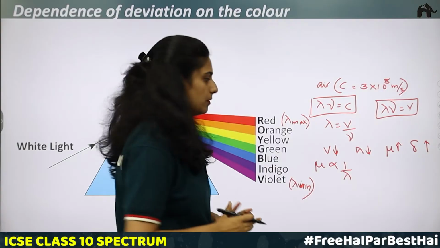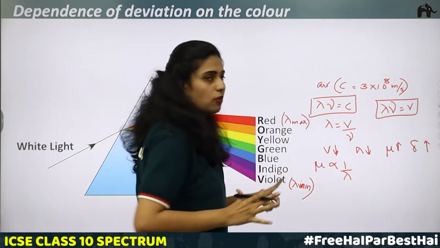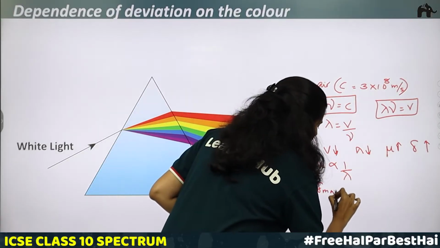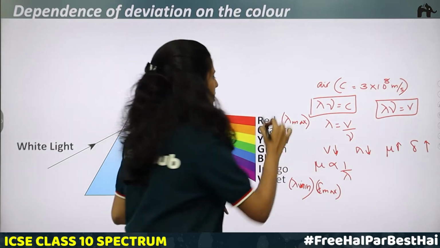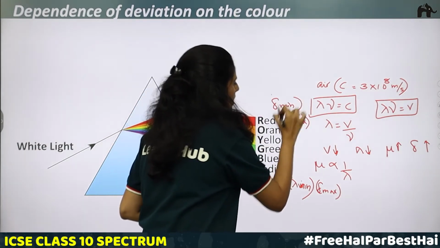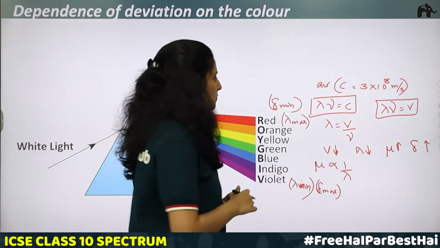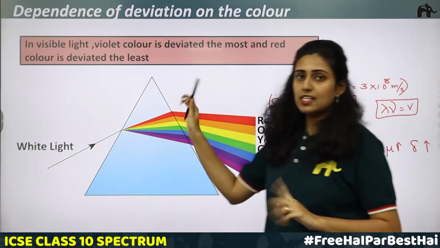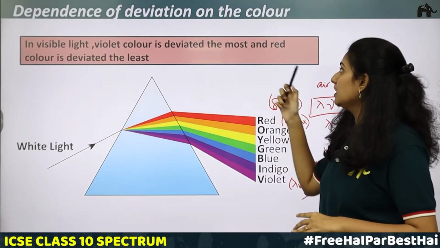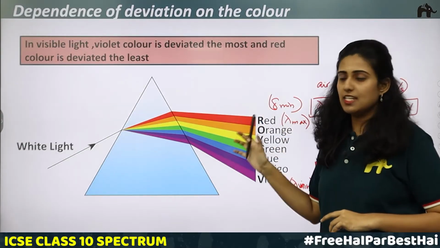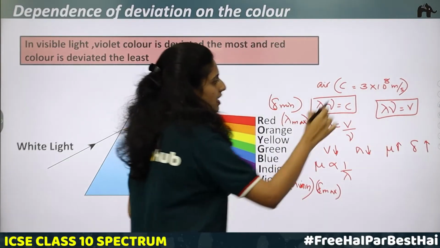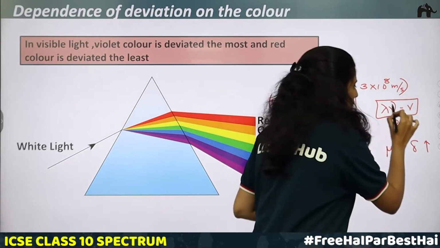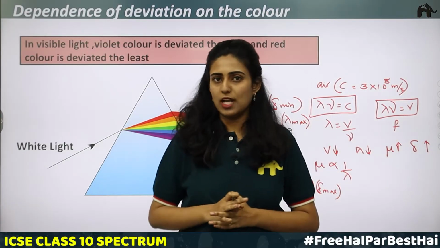Lambda minimum. Now, minimum wavelength is for violet light, which means the deviation should be maximum. Yes, so maximum deviation is for violet light and minimum deviation is for red light. Understood? So we are considering visible light. In case of visible light, violet color is deviated the most and red color is deviated the least. You just need to remember this relation, wavelength into frequency. Frequency you can also represent by f. Wavelength into frequency gives the velocity of light in that particular medium.